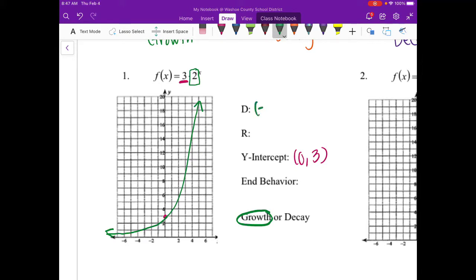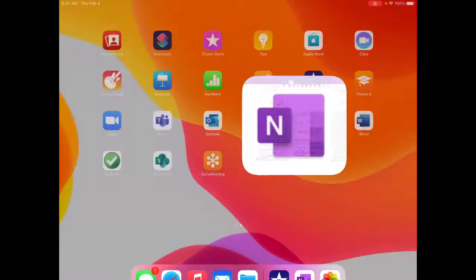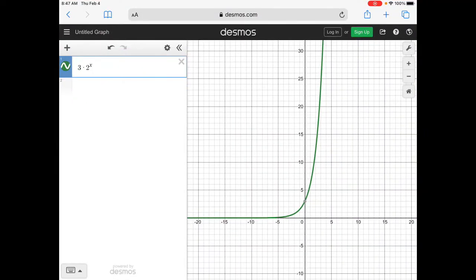So my domain is still negative infinity to positive infinity. My range still does not cross 0, so I need to put a parentheses there, but it does go up forever. And then my end behavior, as x goes to the left, my y values are approaching 0. As x goes to the right, my y values are approaching positive infinity. They are going up. So I'm just going to confirm here on my graph that it looks that way. That way we know we are using the equation correctly.